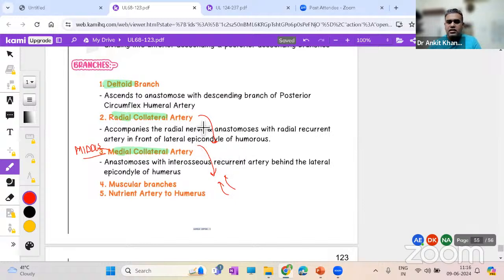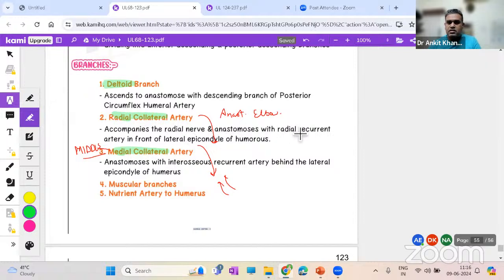elbow. So these vessels over here, they are forming what? They are forming the anastomosis around the elbow. You see over here that they accompany the radial recurrent artery and radial collateral. The middle collateral artery will anastomose with the interosseous recurrent artery.